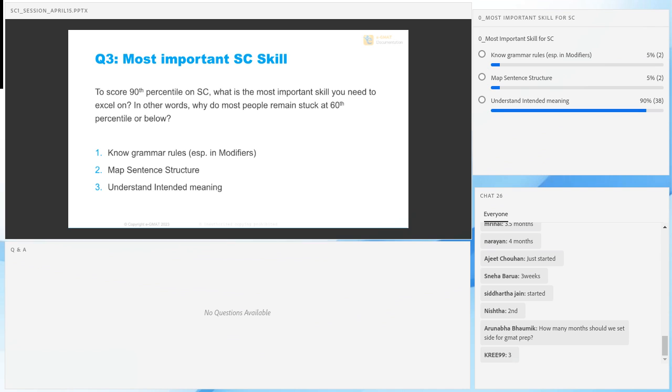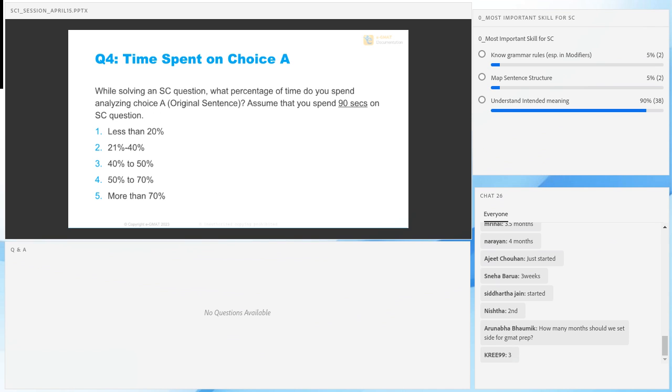Okay, that is the next thing that we're going to talk about. For this, I want you to look at the question on the screen here. While solving an SC question, what percentage of time do you spend on analyzing choice A? And again, you can assume that you spend 90 seconds on the question.